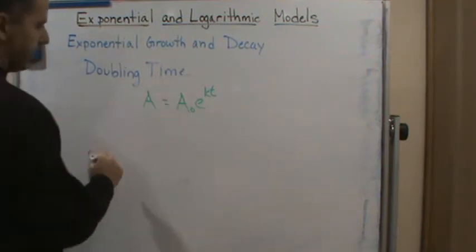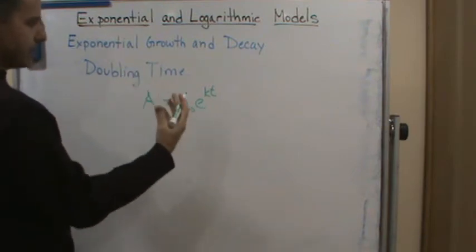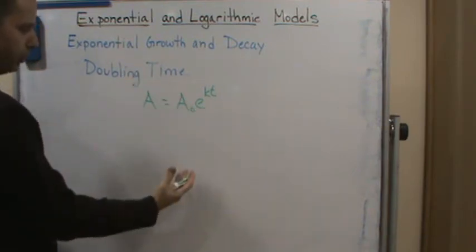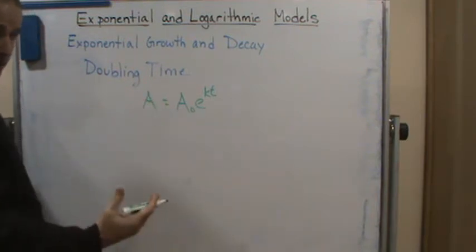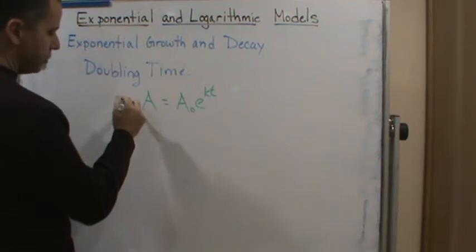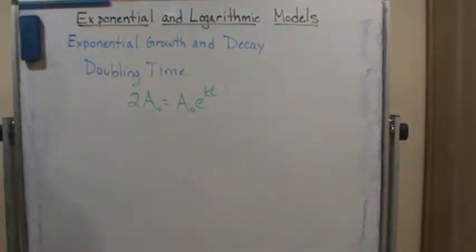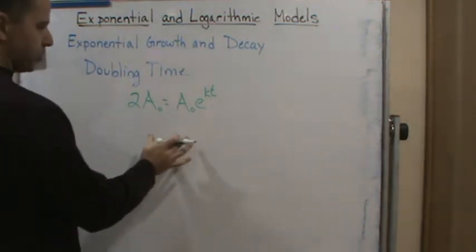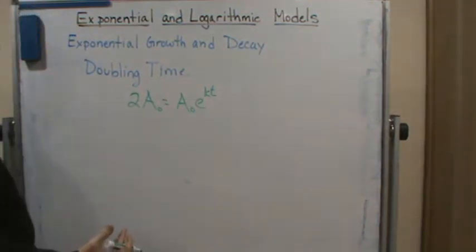And so we're talking about doubling time. That means we're finding the amount of time that it takes to double an initial amount, to double a present value, A sub i. So this means that we're going to have 2 times A naught. So this is the situation. If we solve this for t, that will give us doubling time.